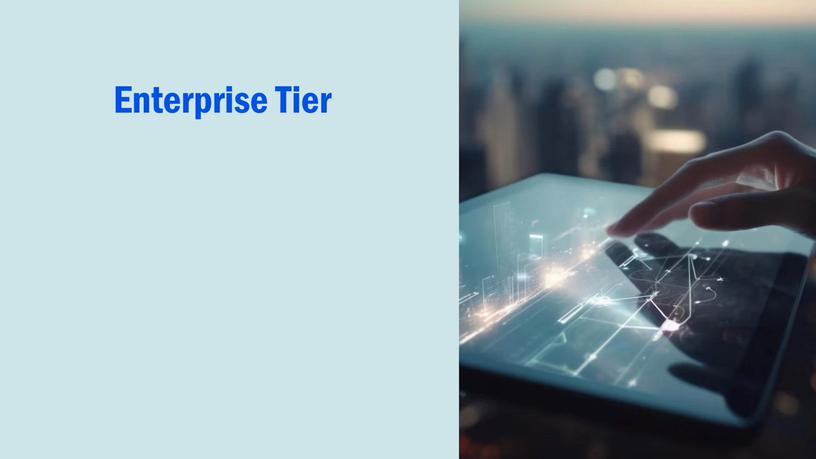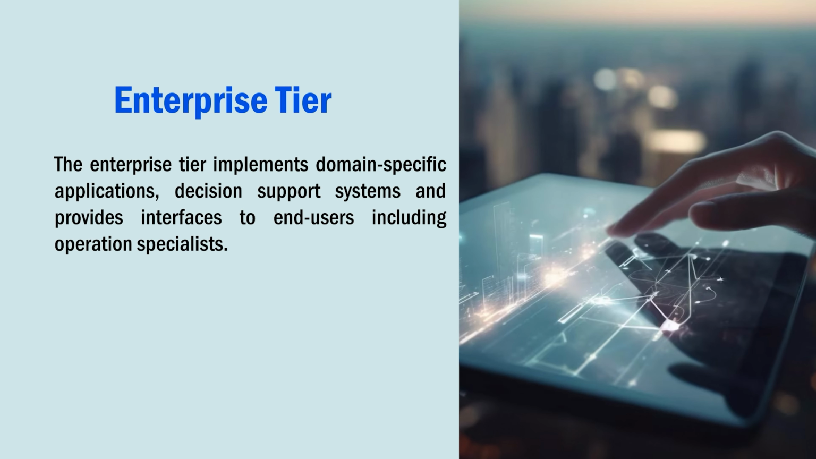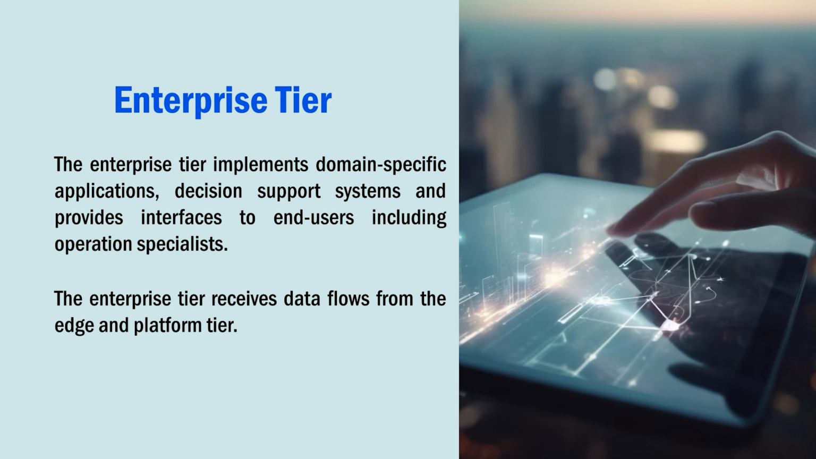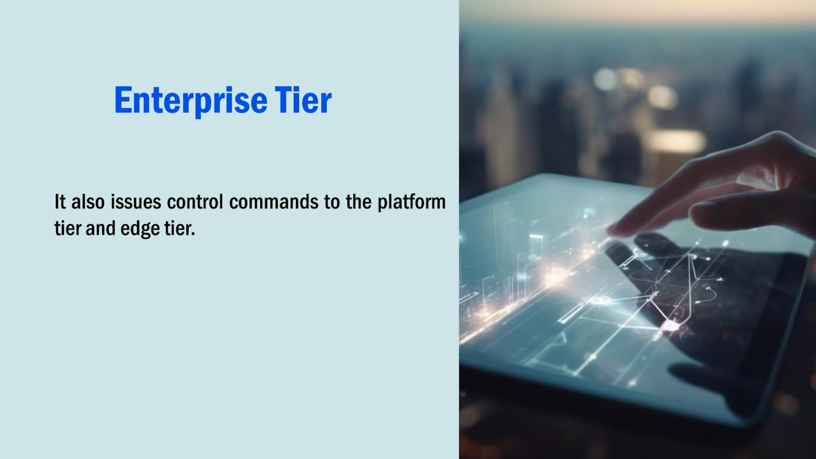The enterprise tier implements domain-specific applications, decision support systems, and provides interfaces to end users, including operations specialists. The enterprise tier receives data flows from the edge and the middle tier, that is the platform tier. It also issues control commands to the platform tier and edge tier.